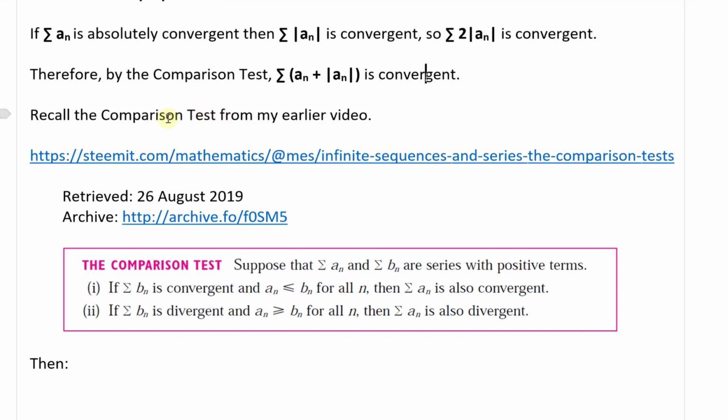And so first of all, recall the comparison test from my earlier video. Suppose that the series summation of a_n and the other series summation of b_n are series with positive terms. If the series summation of b_n is convergent, and a_n is less than b_n for all n, so all the terms are less than it, then the summation of a_n is also convergent, and vice versa for if it's divergent. So if the series b_n is divergent and a_n is greater than b_n for all n, then the series summation of a_n is also divergent because the terms are bigger. So if the terms are less than a convergent series, it is convergent. If the terms are greater than a divergent series, then the series is divergent.